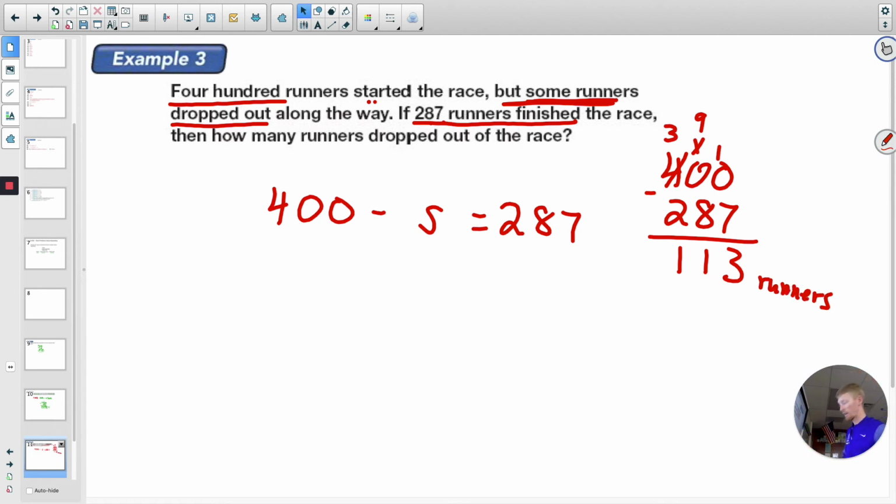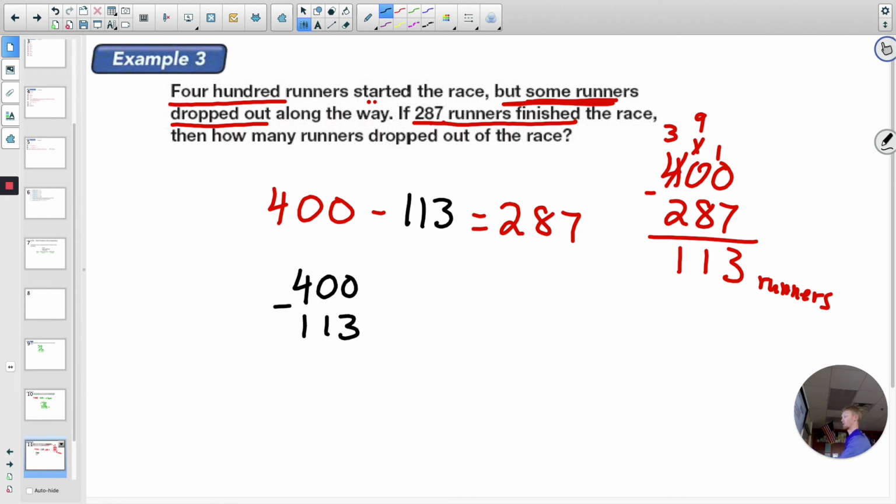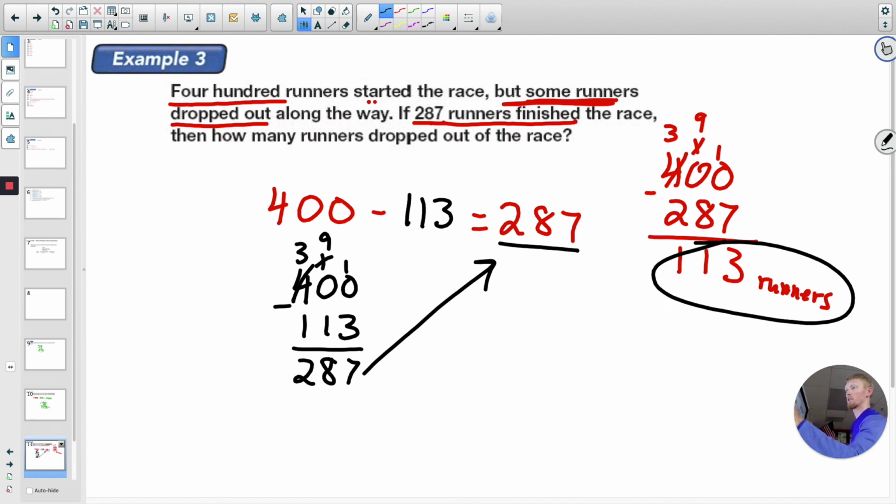And then we can check our answer here. So I'm going to erase S. And I can put in 113 and see if that is true. So 400 minus 113 should give me 287. Becomes a 3, becomes a 10, have to borrow, becomes a 9. That becomes a 10. So 10 minus 3 is 7. 9 minus 1 is 8. 3 minus 1 is 2. Bingo, 287. So that means our answer over here is correct.